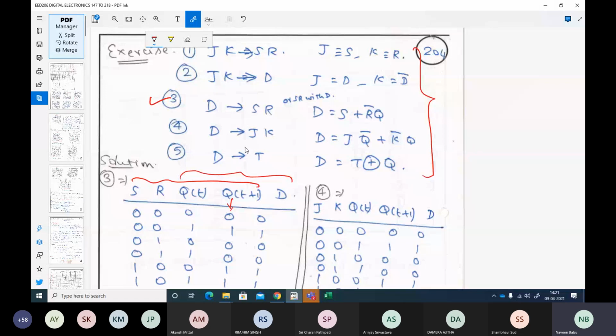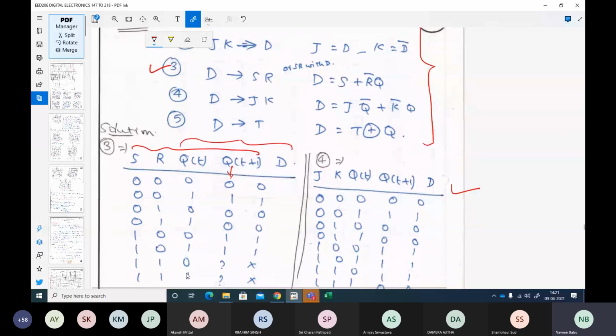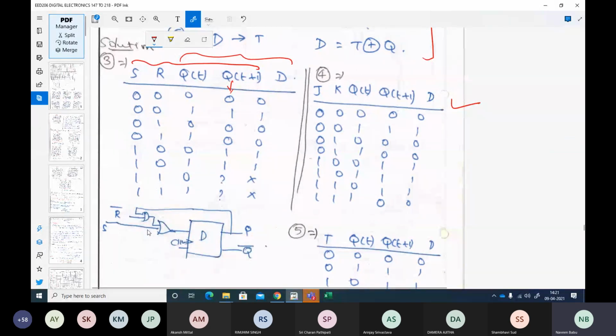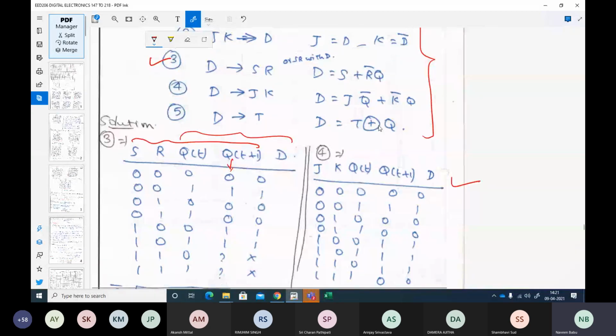Similarly, for the fourth example, if you want to convert a D flip-flop to a JK flip-flop, this is how you convert, and this is the truth table. And the circuit diagram also I have given for converting a D flip-flop to an SR flip-flop. Similarly, the last example, D flip-flop to, because I have an equation here, if I want to convert D to SR, the D equation, because this is the output, I will be writing the Boolean expression for the last column.